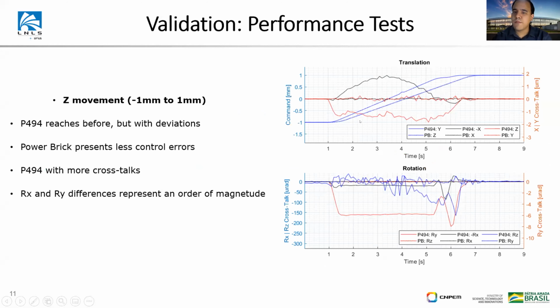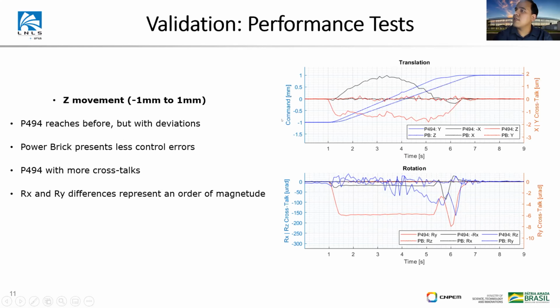For compiling purposes, we had to show only 2 movements. So we chose to show a translation movement and a rotation movement. For the translation movement, we chose the Z movement going from -1 millimeter to 1 millimeter. Here in the plots, you can see that the straight lines represent the BESTEC controller, while the dotted lines represent the developed control system.